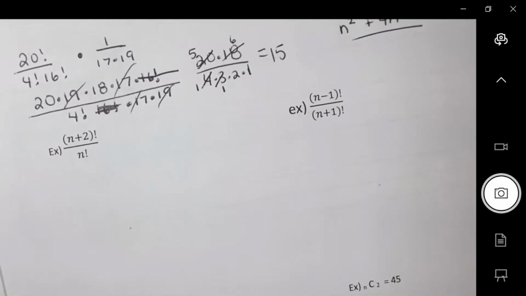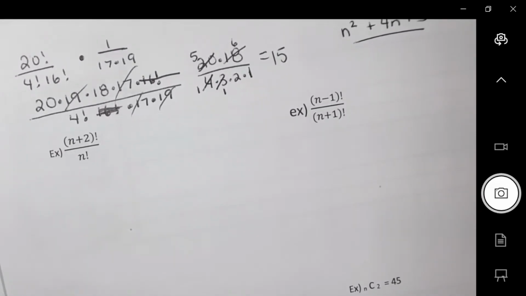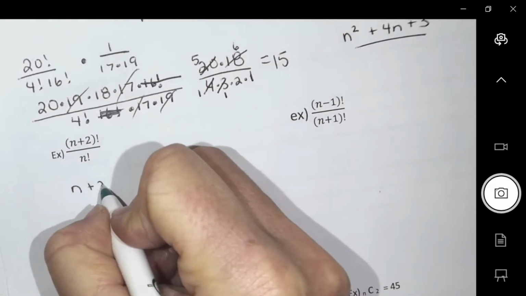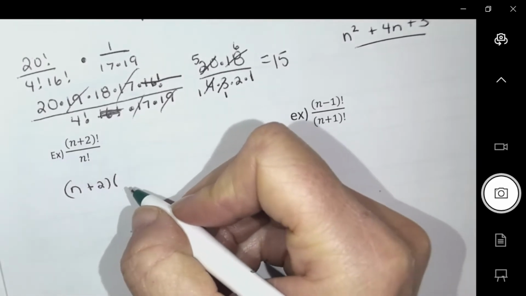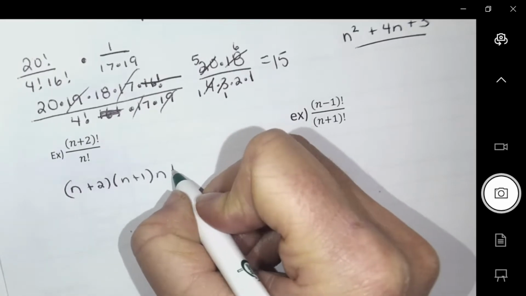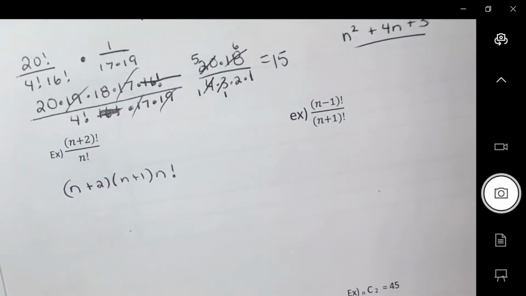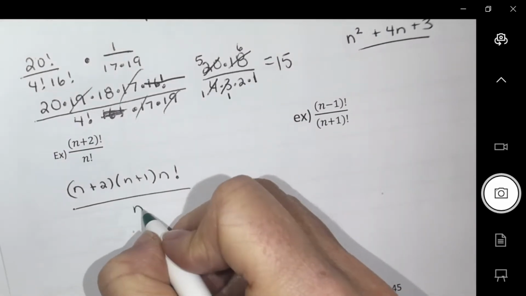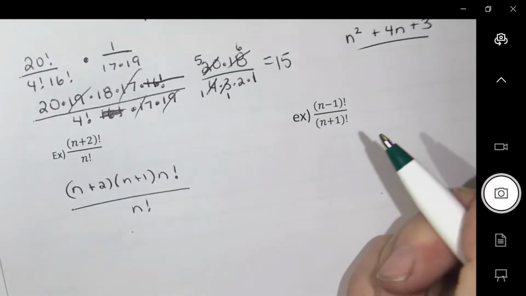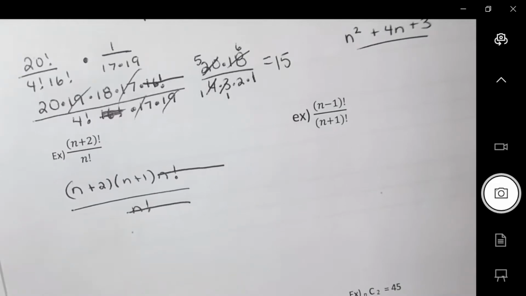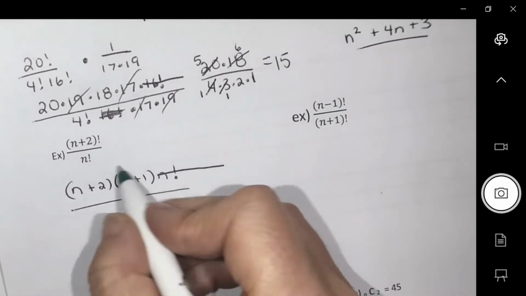Okay, simplify. So which factorial will I expand? The top one. So n plus 2. If I go down, it makes an n plus 1. If I go down, it makes an n. Continue, continue. I'm going to stop there though. Okay, so all this and beyond would cancel all that and beyond. And since I'm simplifying, I'm going to multiply.